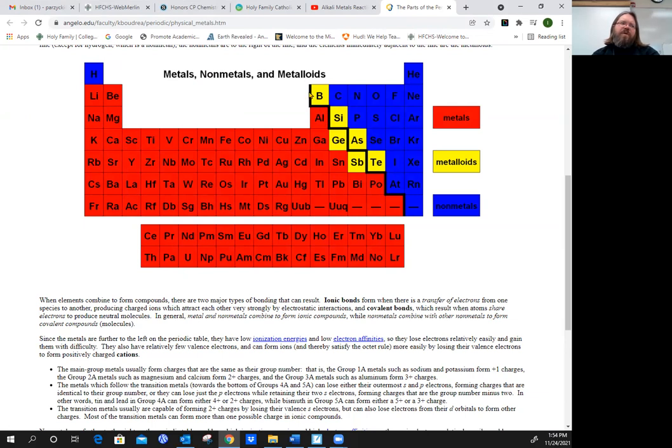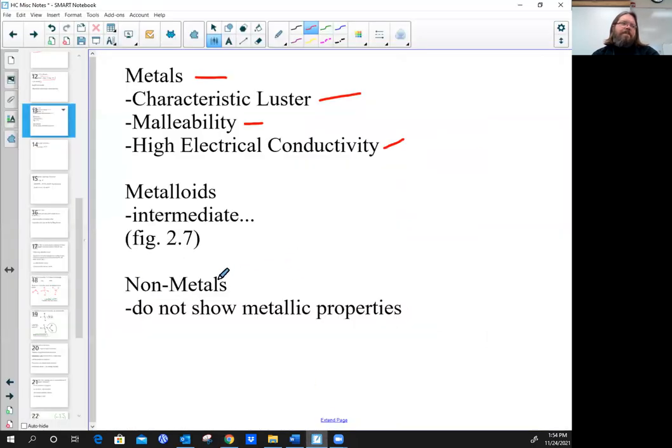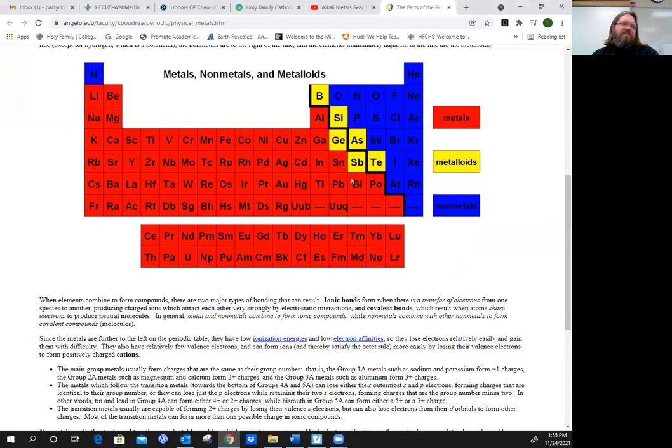It shares sort of these properties of these two different sides of that borderline on this chart, okay? And then the non-metals obviously do not show metallic properties. And then again, metalloids are an intermediate, okay, along that line. Again, figure 2.7 lists those, right? And then we just talked about some of these intermediates, like silicon is a great example, showing both of those properties, okay? All right.